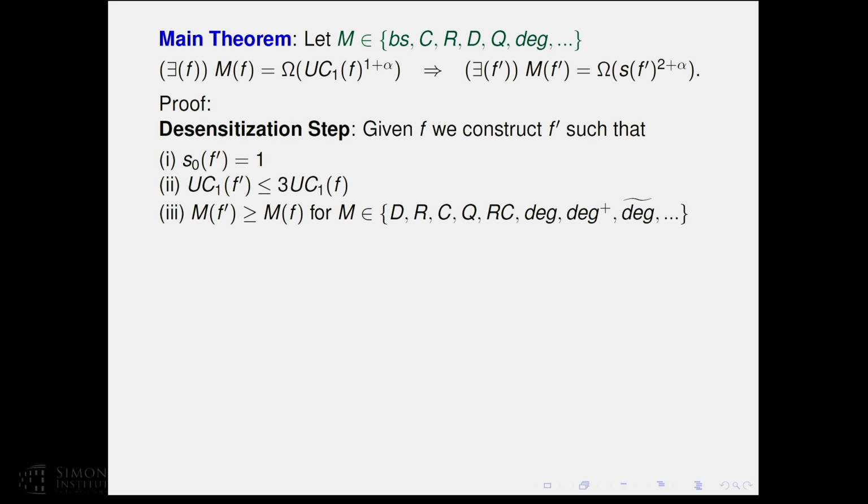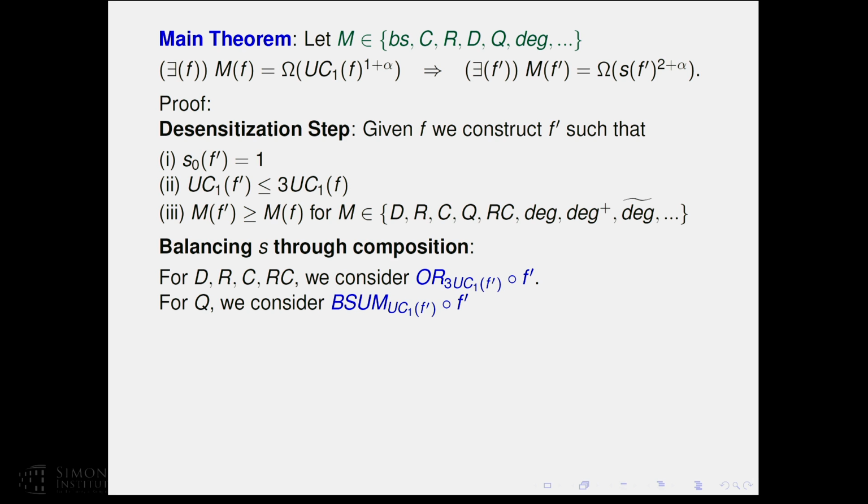And we do this without losing much on the UC1. So UC1 of f prime, the new function, is still at most 3 times the UC1 of the original function. And the way we construct f prime, all the measures that we care about can only increase, they can't decrease. And we will see in a second how we do this. But why is this useful? It's useful because of the following.